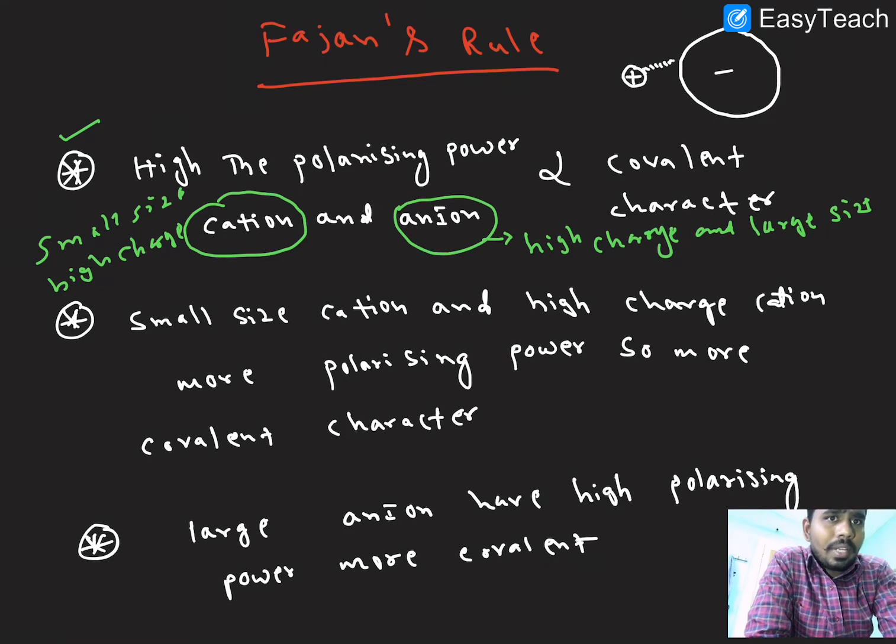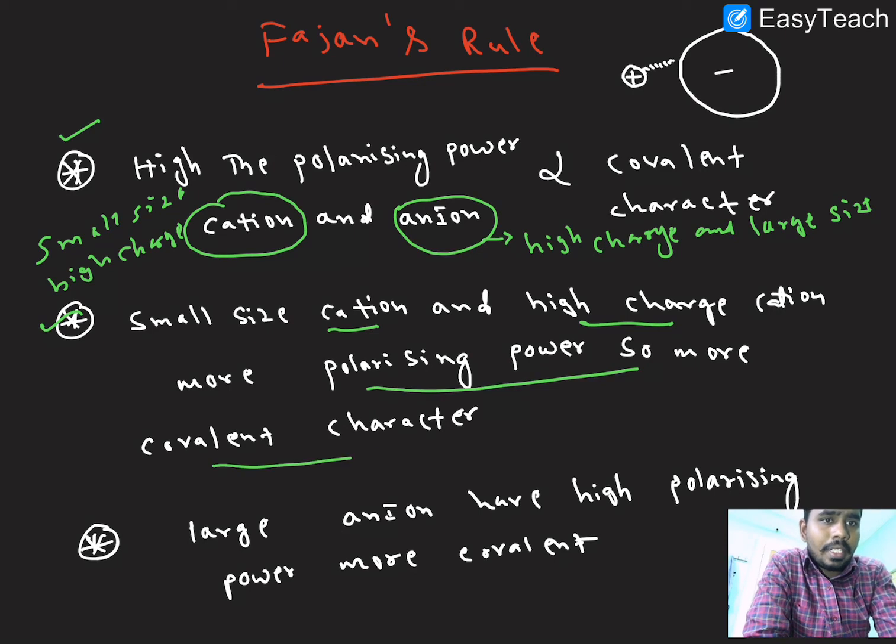So the cation with high polarizing power has small size and high charge, and the anion with high charge and large size has high polarizing power. And this is only the second point: small size and high charge cation has more polarizing power, already we discussed, and is more covalent in character. Large anion has high polarizing power, this we already discussed, right? I hope this Fajans rule is clear. See in the next slide.